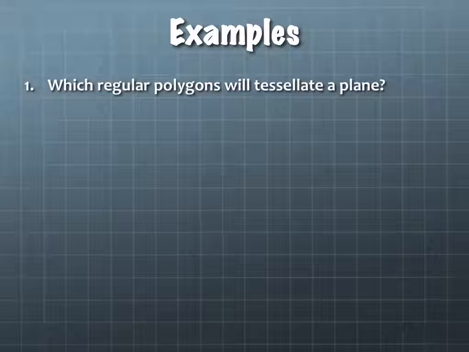Okay, let's talk about a square. If I take a square and I put 4 squares together at this corner, whichever corner, I don't care, they'll all add up to 360, right? So a square will tessellate the plane. A square works. So that's one of the ones you should write down here: square.